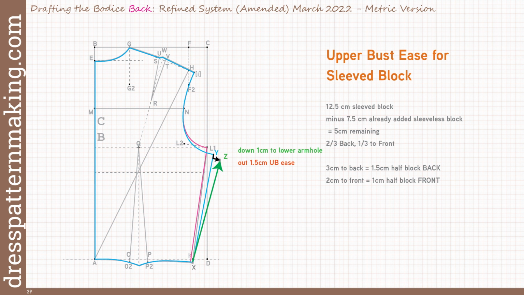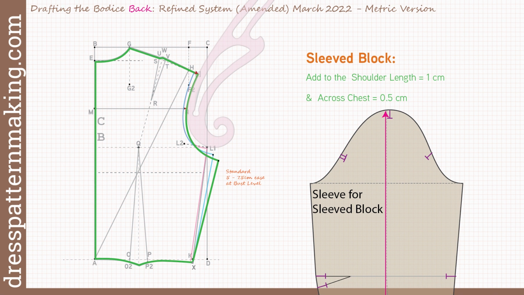The sleeve block is also lowered a little bit, so from point Y we'll measure down for 1 centimetre and out 1.5 centimetres to point Z. So measure down from point Y on the sleeveless side seam line for 1 centimetre, then at right angles to that side seam line, measure out for 1.5 centimetres and mark point Z. Then draw a line from point Z to point K2 at the waist. To draw the armhole for the sleeve block, you'll need to add 1 centimetre to the shoulder length and 0.5 centimetre to the across chest as we did for the front.